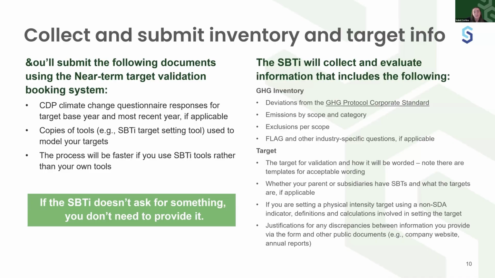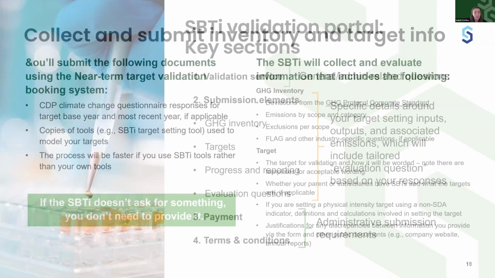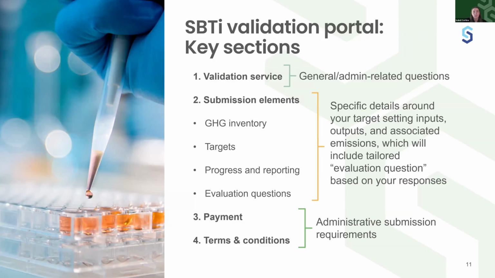On the next slide, you can see a little bit more detail about the SBTI validation portal and the sections that are included in it. So there are 4 key sections of the SBTI validation portal, and you'll likely need your footprint and the analysis results of your targets to fill out these sections.